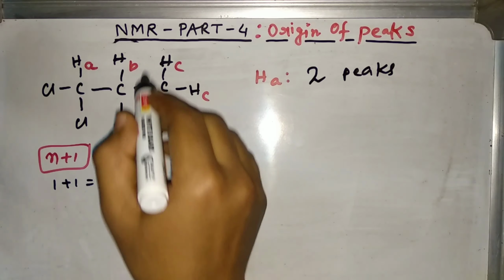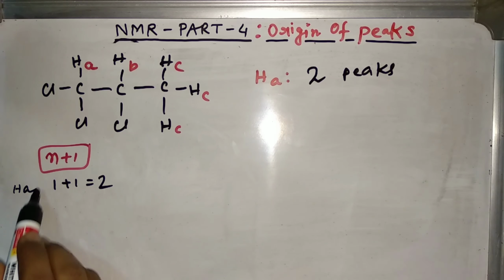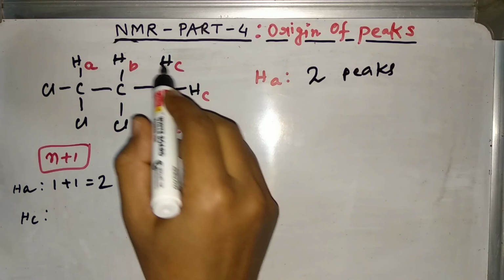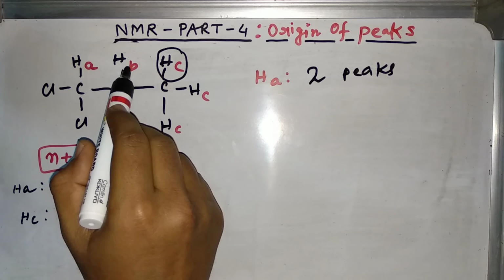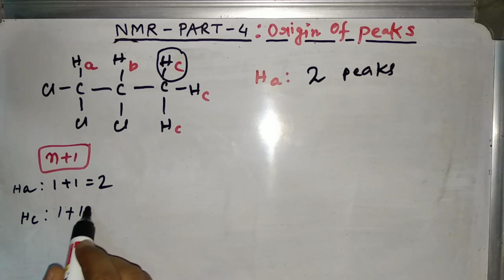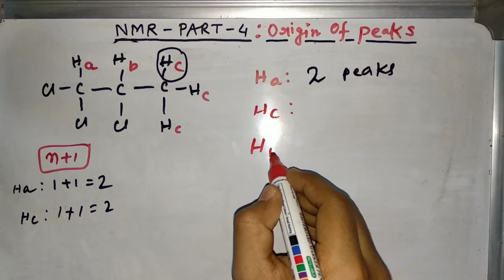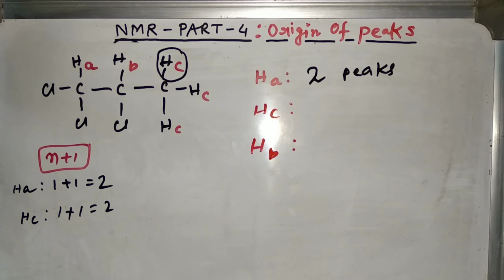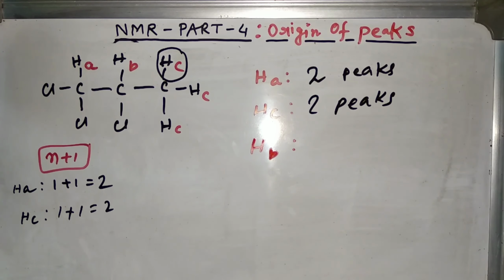So let's consider now AC. So this is HA, let's consider AC. AC has 3 protons, all three are equivalent, so just consider 1. So AC will have 1 adjacent proton, that is 1 plus 1, here also 2. So AC also gives 2 peaks, and finally we are here to calculate the number of peaks given by HB.